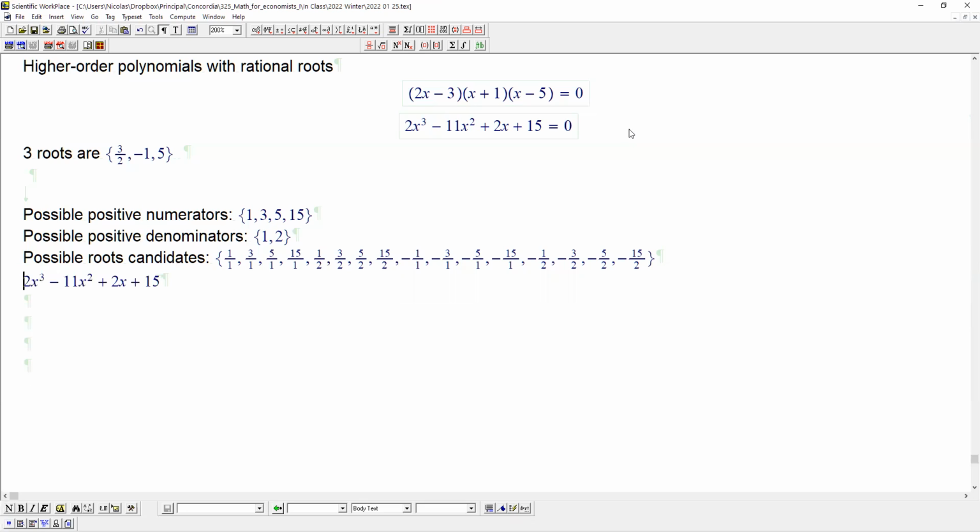So let's start with the first one. And of course I have a computer, so it's much faster. Let's start with 1. What do I get? 8. So no. Now let's try the second one, 3 over 1.